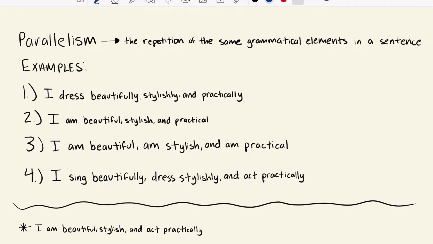Parallelism is the repetition of the same grammatical elements in a sentence. So here are some examples of that. The first sentence is, "I dress beautifully, stylishly, and practically." So you can see that all of these adverbs end in ly. Beautifully, stylishly, and practically. So they are all parallel. In the second sentence, it says, "I am beautiful, stylish, and practical." So these are all in present tense.